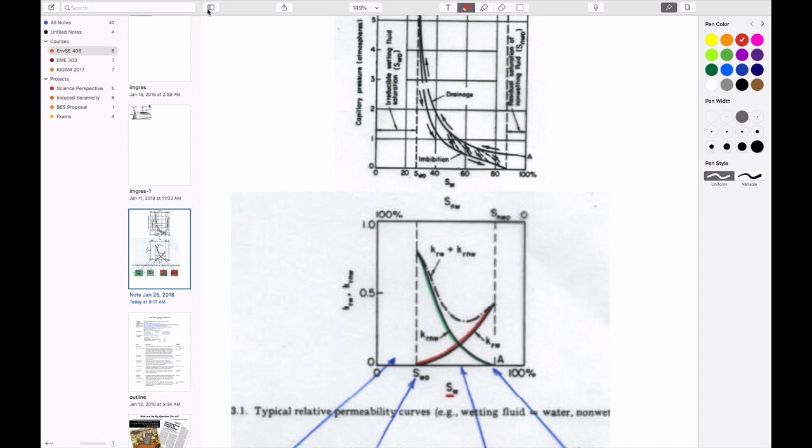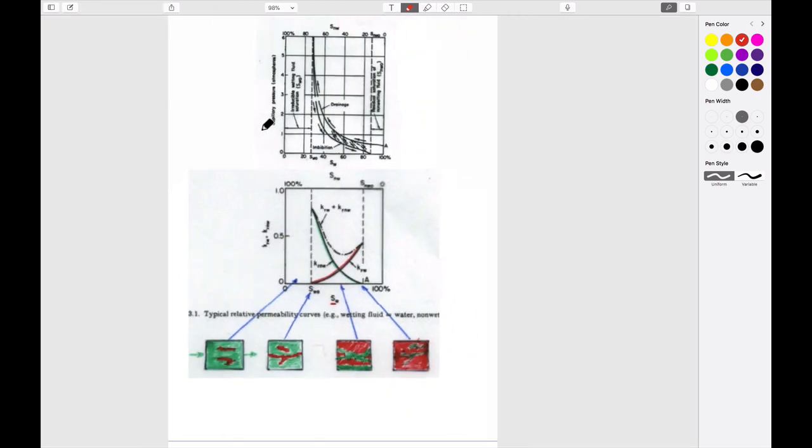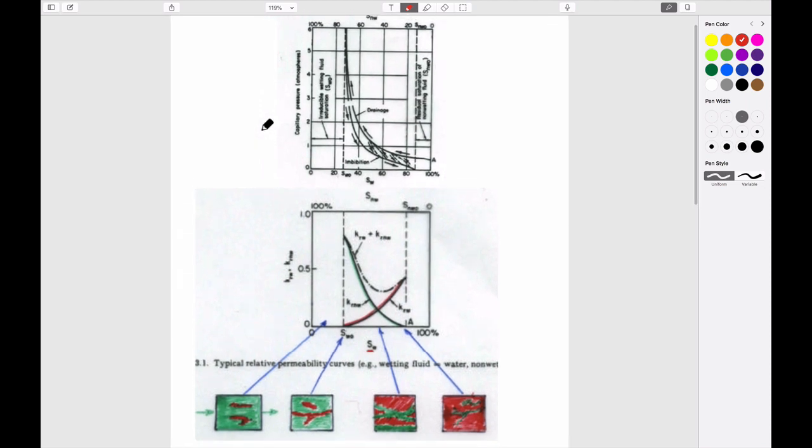This is an amalgamation, if you like, of two figures that you have in your notes, and it's probably useful just to take stock of the important ordinates on these two principal figures. The first is capillary pressure versus saturation curves. And the second are relative permeability curves, rel-perm curves, as some people like to call them.